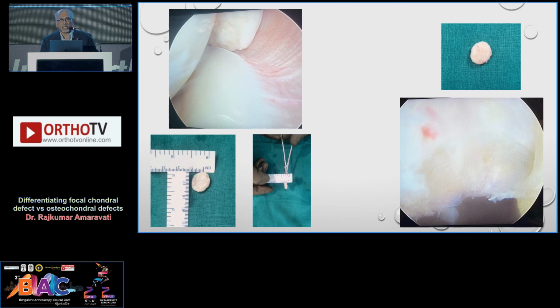So nature has a capacity to heal itself. You see that there is a fibrocartilage on the undersurface of the cartilage, and this patient never came back to us after removing this loose body. Probably he's doing well, I guess.